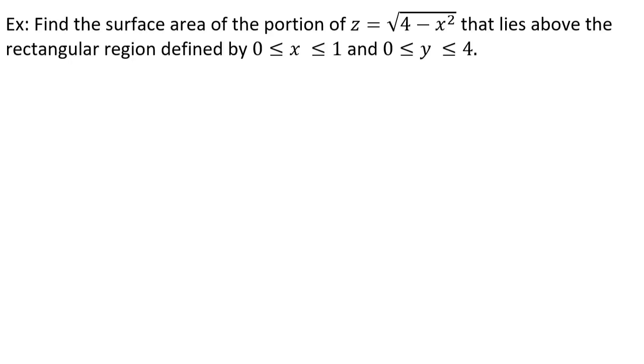All right, we're taking a look at trying to find the surface area of the portion of z equals square root of 4 minus x squared that lies above the rectangular region where x ranges from 0 to 1 and y from 0 to 4. So if we do draw R, it's a pretty simple region. We're just going to go from x goes from 0 to 1 and then y goes all the way up to 4. And we've just got a nice rectangular region.